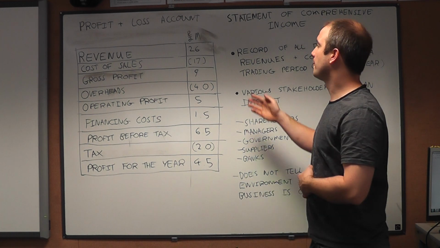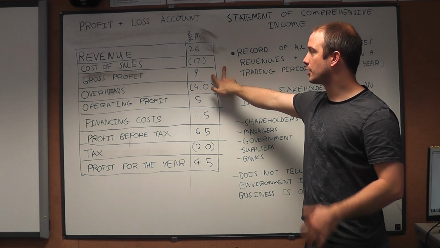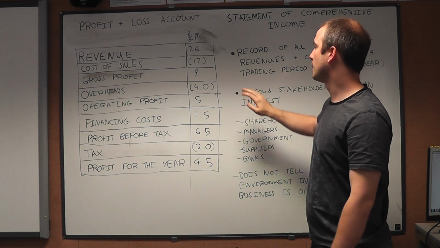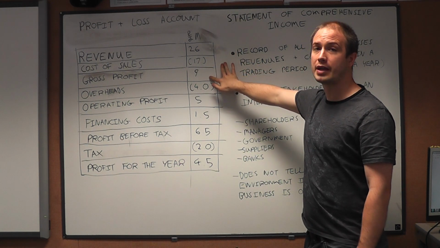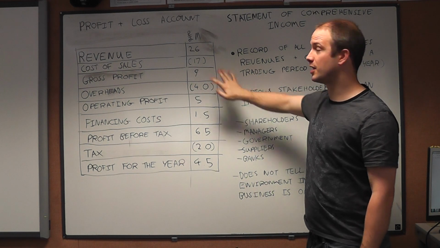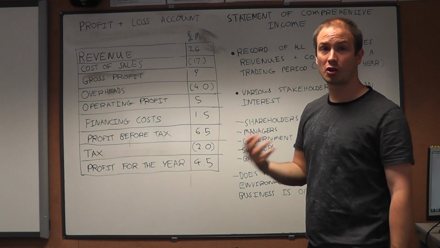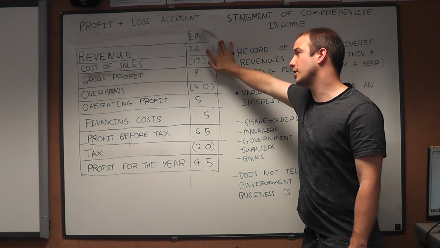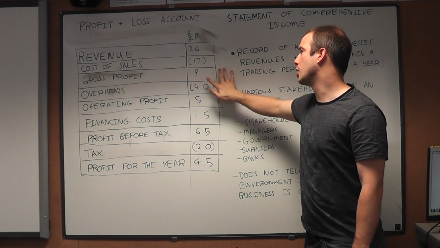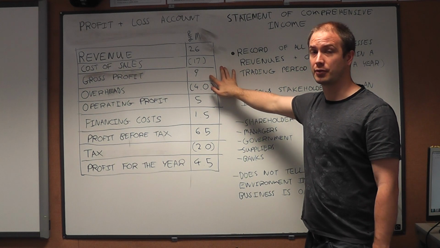Now, after that, we get to our first type of profit. So we take our revenue, take away our cost of sales, we get our gross profit. So this is all the profit after our cost of sales have been paid for. This can be improved either by increasing your revenue or reducing your cost of sales.